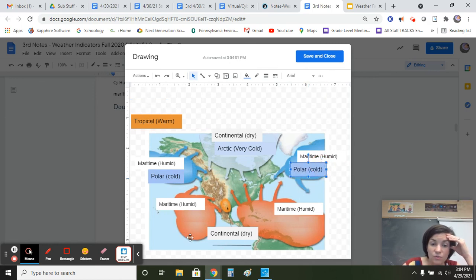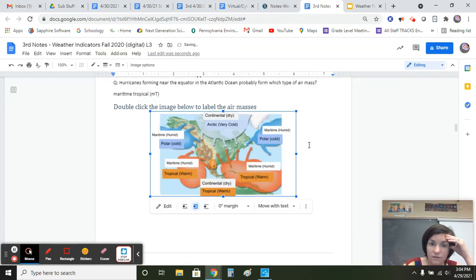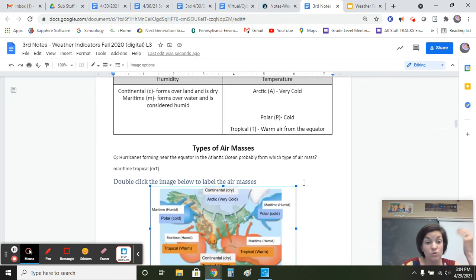And then these three air masses moving up are moving from the equator, so they'll be tropical. That one's maritime tropical, this one's continental tropical, and this one is maritime tropical. Nice. So that's how we label them. We label them on moisture content as well as the temperature. Okay? So those are your notes for today. Make sure you have them down, ready to go, and then do your CK12.